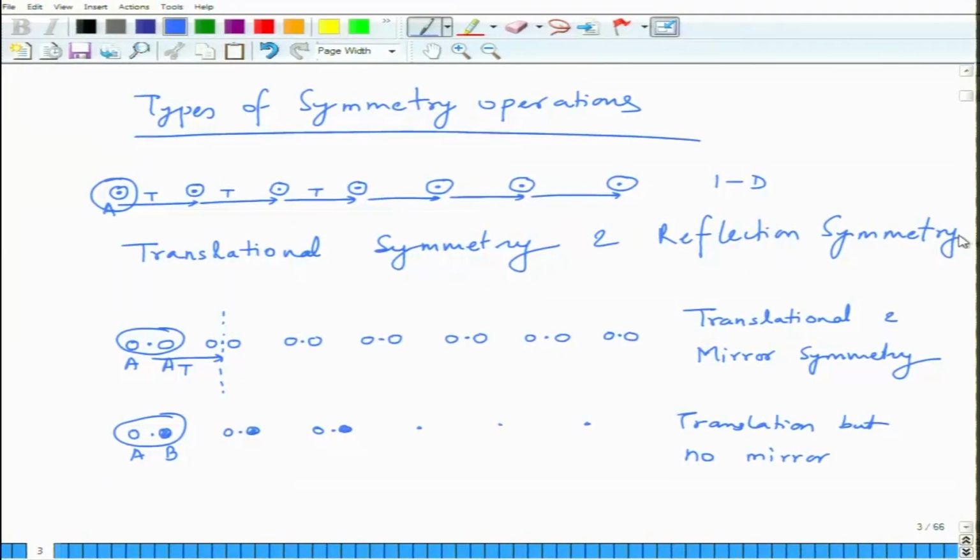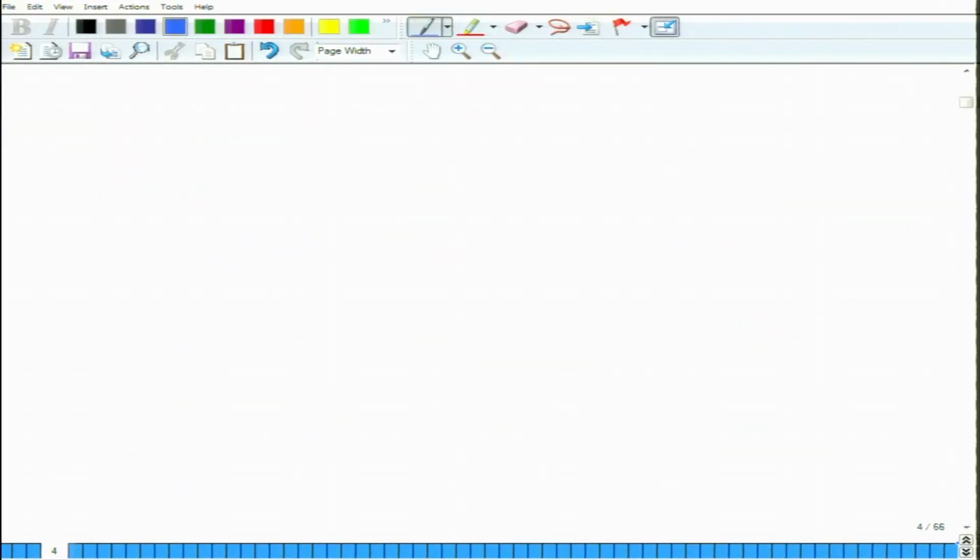Okay. So these are two symmetry operations, translation and reflection. They apply to 1D, 2D, 3D, all of them, but the only two cases which are possible in 1D are these two. So let us move to something a little more complicated. Let us now go to 2D. We have seen two of them, translation and mirror, and they are applicable from 1D to 3D.